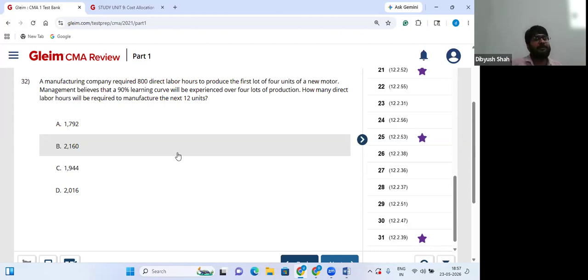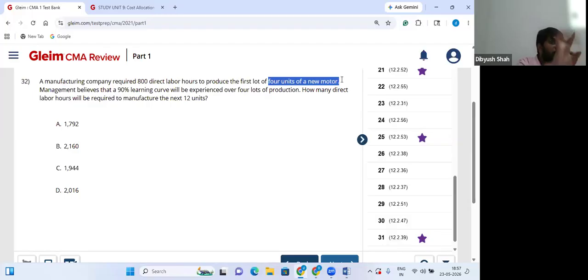A manufacturing company required 800 direct labor hours to produce the first lot. Lot is a batch. First lot of 4 units of a new motor. So one lot means 4 units. You think about not lots, think about units. Don't confuse yourself with all this mathematics. When you are reading the first line, you should write it down in your copy whenever you are solving. One lot equals 4 units.